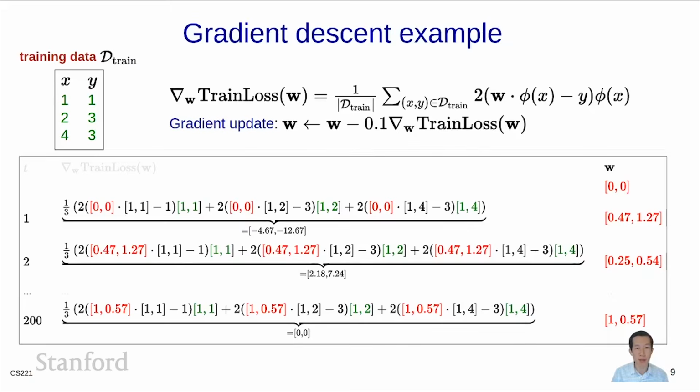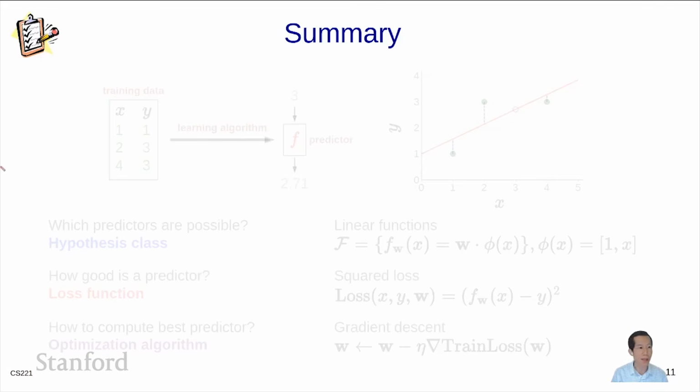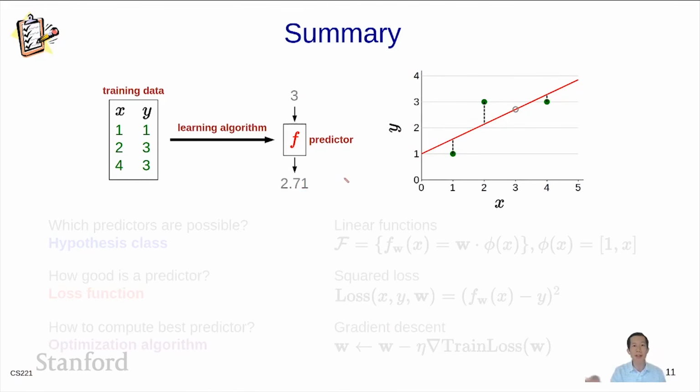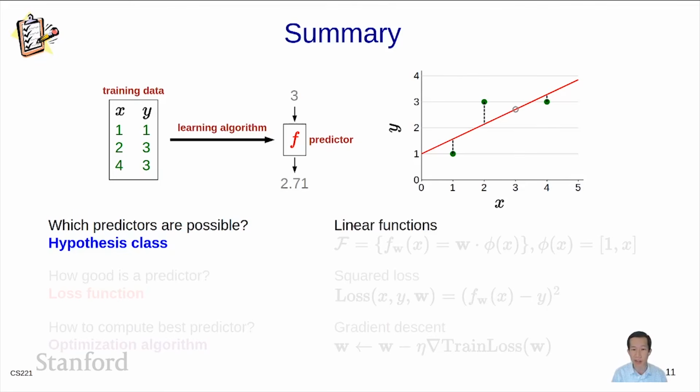Okay, so that was gradient descent in code. Let's summarize now. We take training data, and we have a learning algorithm that produces a predictor that can produce new predictions on new inputs. There are 3 design decisions for building your own learning algorithm. Which predictors are possible? That is a question of hypothesis class. We considered linear functions here, where the function is simply w dot phi of x with a particular feature map, 1, x. You could imagine other things. We'll see other things later, nonlinear features and even neural networks. But it's still the question of what the hypothesis class is.